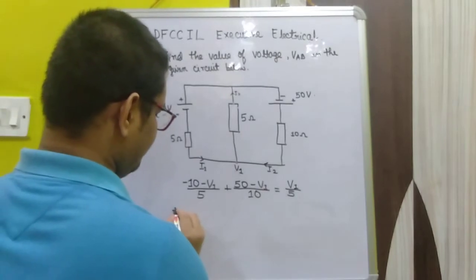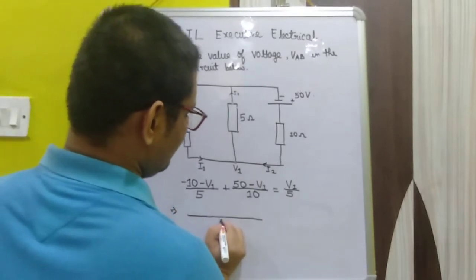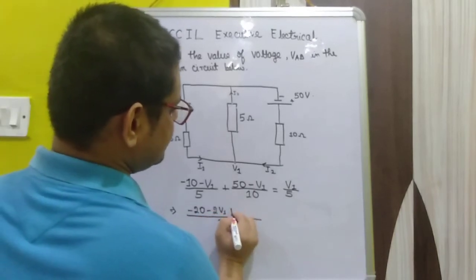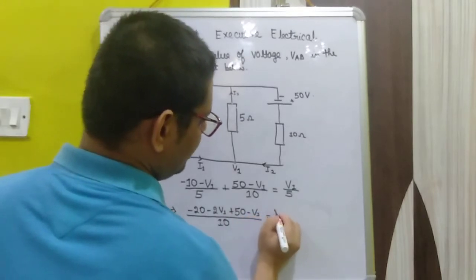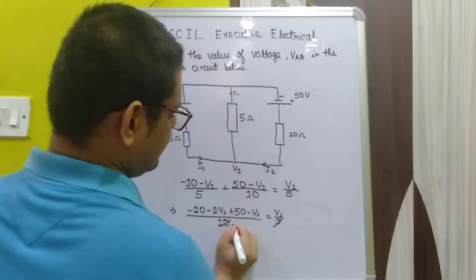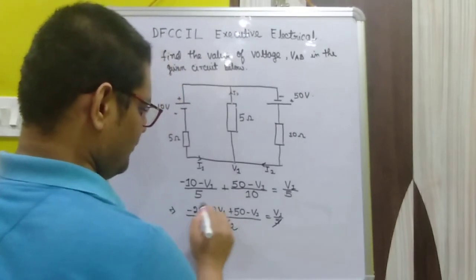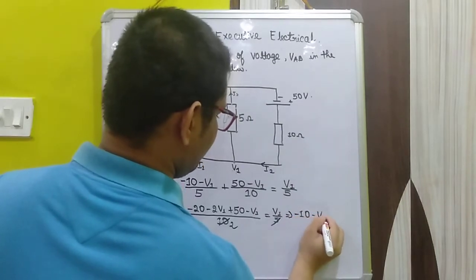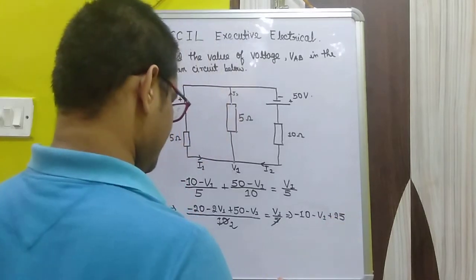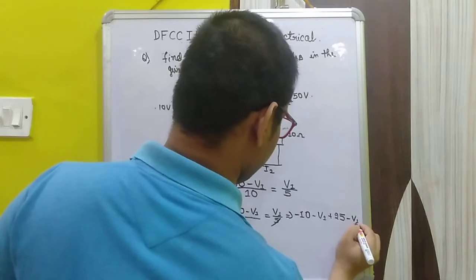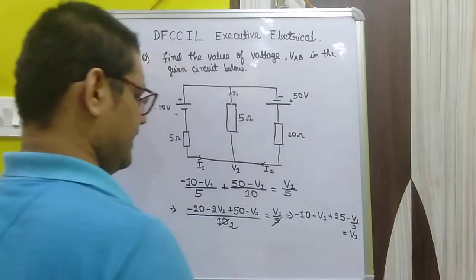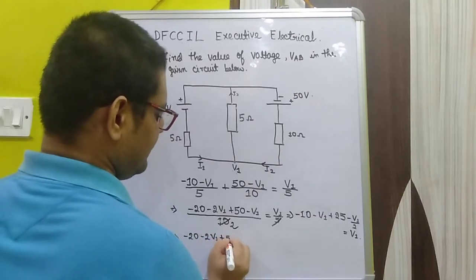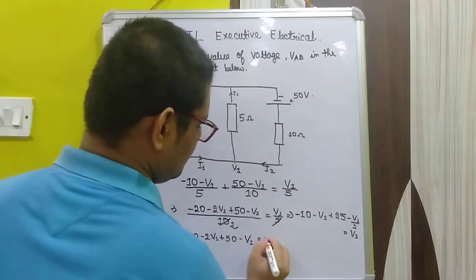Now I just solve it serially. We can take the LCM, which is 10, and it becomes minus 20 minus 2 V1 plus 50 minus V1 is equal to 2 V1, since we multiply V1 divided by 5 by 10. We can also cancel the denominator by dividing the whole value by 2, giving minus 10 minus V1 plus 25 minus V1 by 2 is equal to V1.